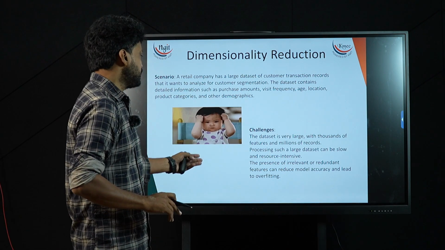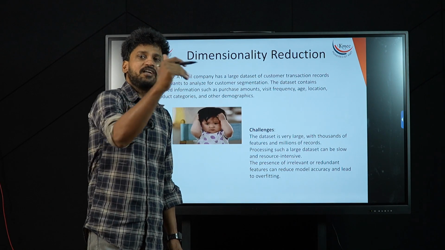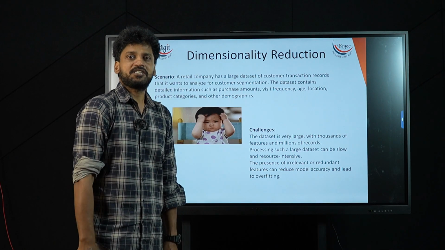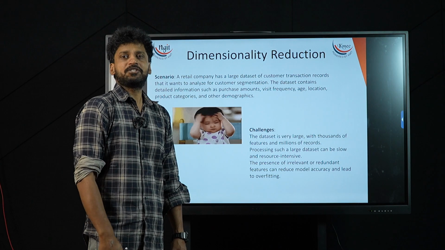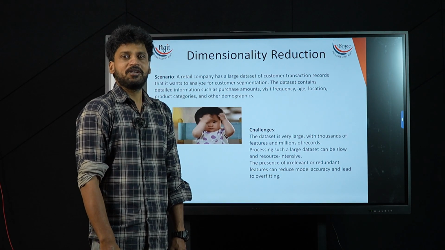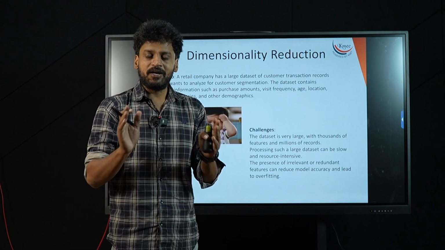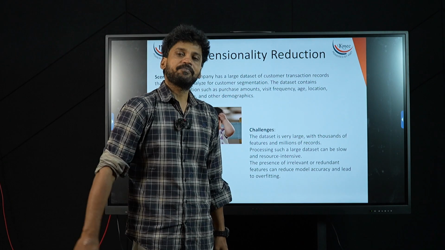Now, if you have redundant features within the data set, that leads to overfitting. What is overfitting? Overfitting is a scenario that makes you feel that your model is performing too well. For an instance, the total data will be divided into training data and testing data.